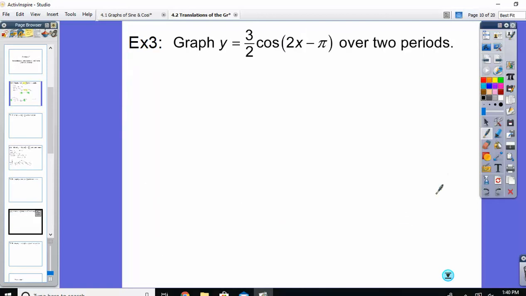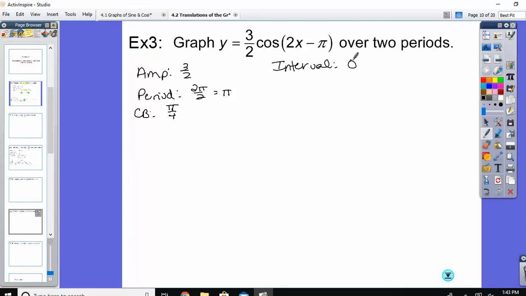Take this one, don't draw the graph yet, but list all the information. Amplitude, period, pi, it's 2 pi divided by 2, so pi. Count by, we also need the interval here.